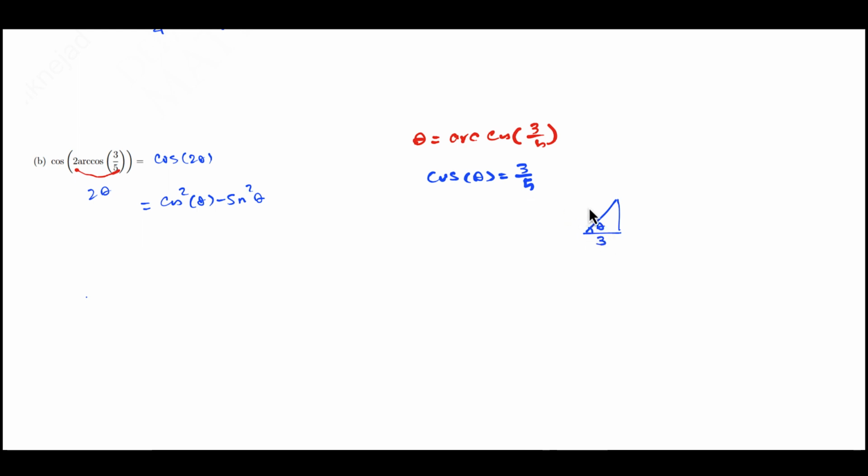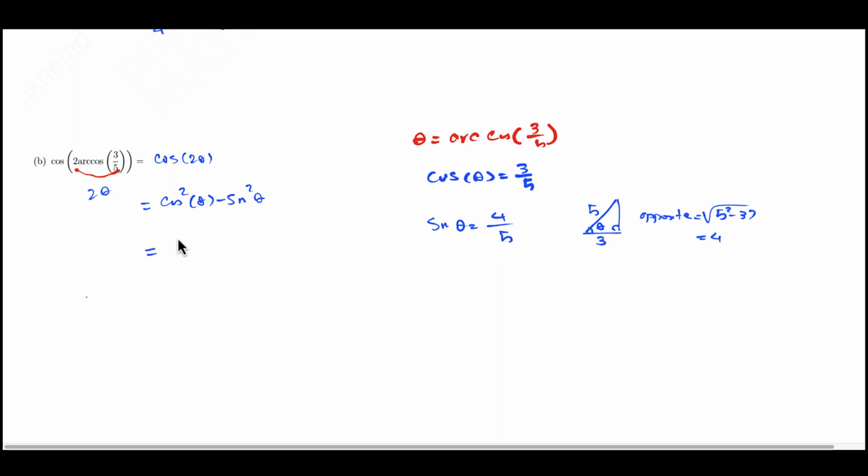Cosine theta is in the right triangle, I can write adjacent over hypotenuse as 3/5, and then compute the opposite. Opposite is going to be square root of 5 to the power 2 minus 3 to the power 2, and that is 4. So sine theta, which is opposite over hypotenuse, is 4/5.